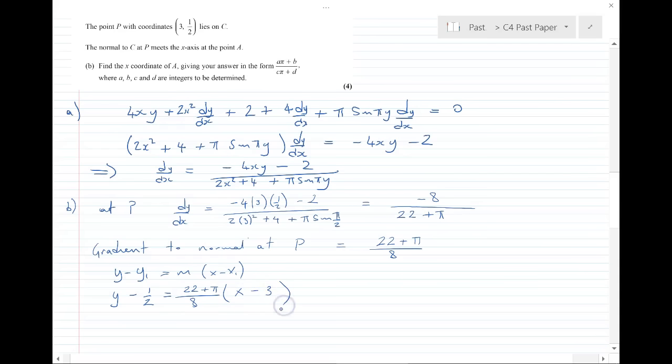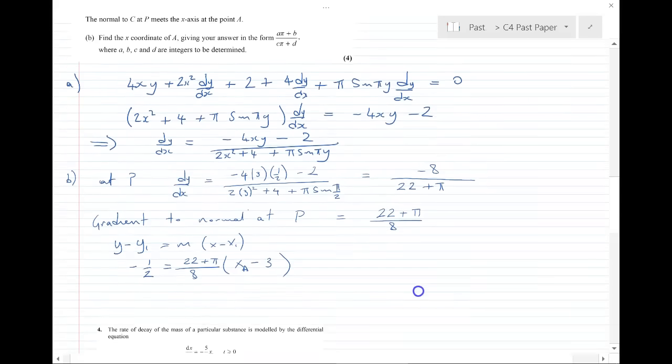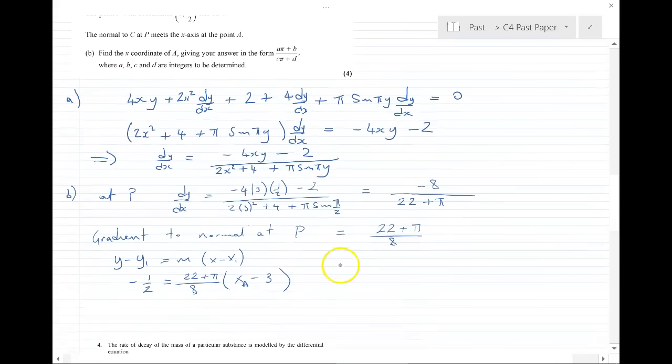But we're not really interested in the equation itself. We want to know where the normal with this equation crosses the x-axis, so why don't I just replace y with 0, or I don't even have to do that because we want that to be where it crosses, and I could just call this xa to make it clear I'm interested in the x coordinate of A. Let's write the answer over here.